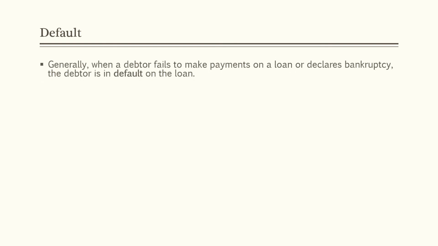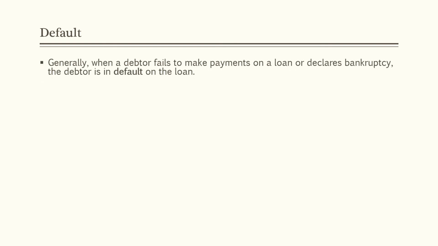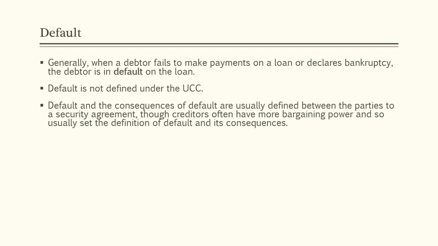The next topic we're going to cover is default. Generally, when a debtor fails to make payments on a loan or declares bankruptcy, the debtor is in default on the loan. Default is not defined under the UCC, oddly enough. Default and the consequences of default are usually defined between the parties to a security agreement, though creditors often have more bargaining power and so usually set the definition of default and its consequences.